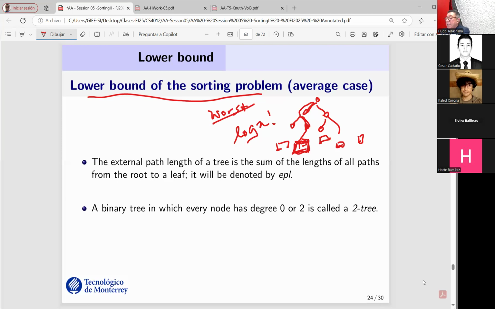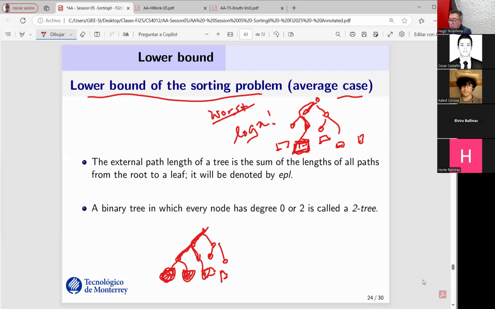Now, with the average case, what we are going to do is just to say, what if I consider all the possible sortings? And then I say, there's a cost for getting here. There's a cost for getting here.